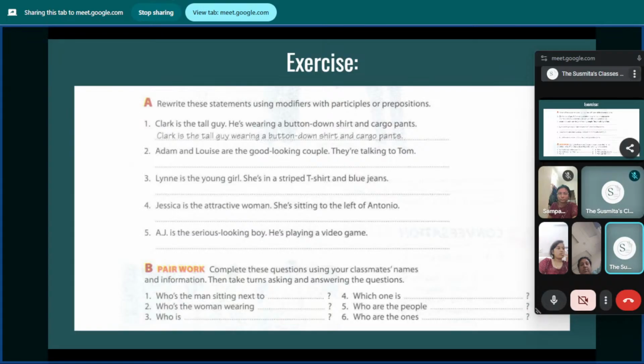Okay, now do you guys have time or do you want to finish this exercise for homework? Here you just have to reframe the sentences with the same rule that we looked at just now. The sentences have been given in two parts. Basically there are two different sentences, you have to make them into one, the way the first one has been done for you. Clark is the tall guy. He's wearing a button-down shirt and cargo pants. So Clark is the tall guy wearing a button-down shirt and cargo pants. Okay, so you just need to make it into one sentence.